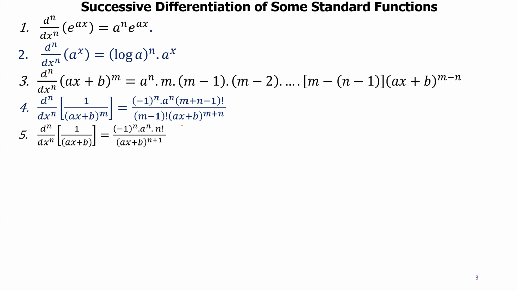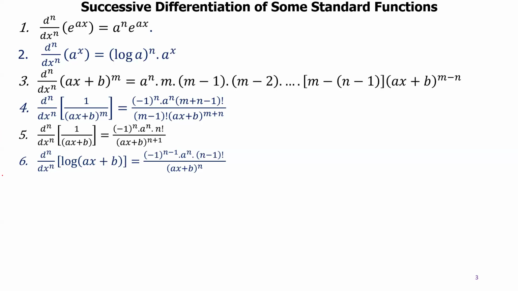Fifth formula, which is based on formula number 4. If we put m equal to 1, then we get the nth derivative of 1/(ax+b), which is equal to (−1)ⁿ aⁿ n! over... If m is equal to 1, then m−1 is 0 and 0 factorial is 1, and (ax+b) to the power m+n becomes (ax+b)^(n+1). This is the fifth formula.